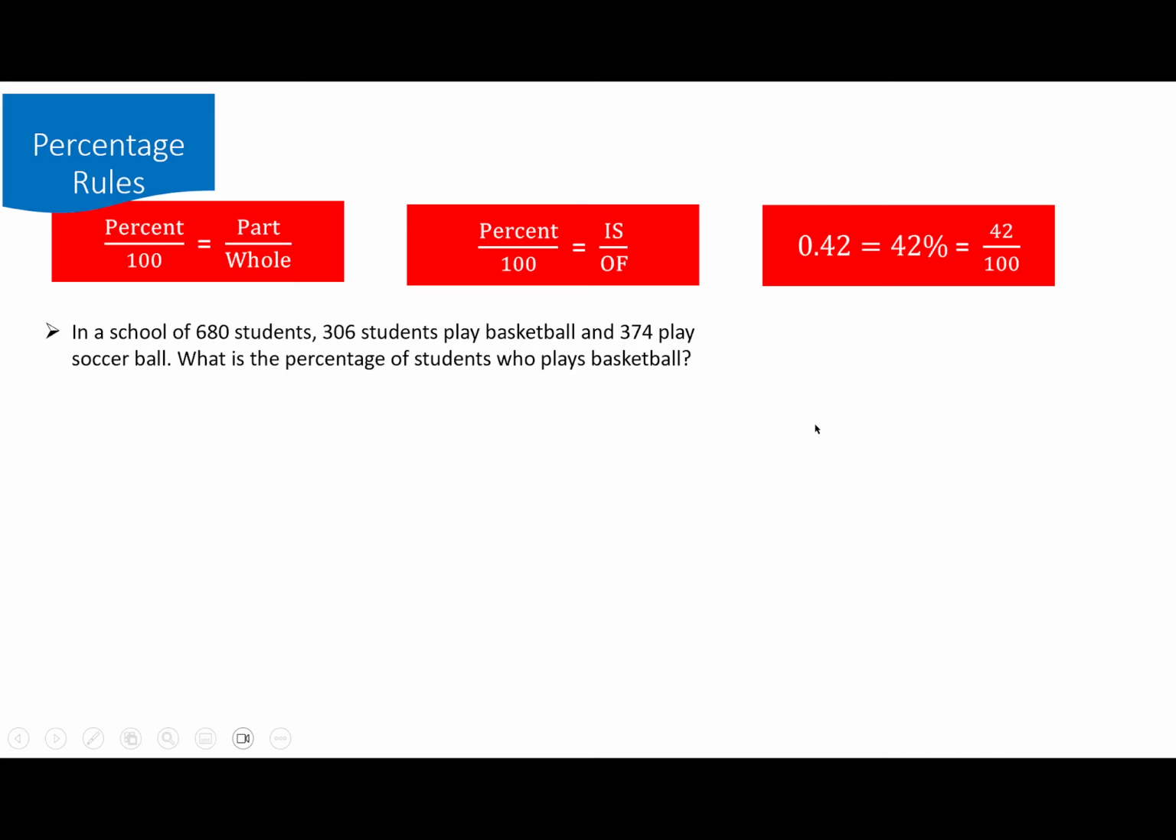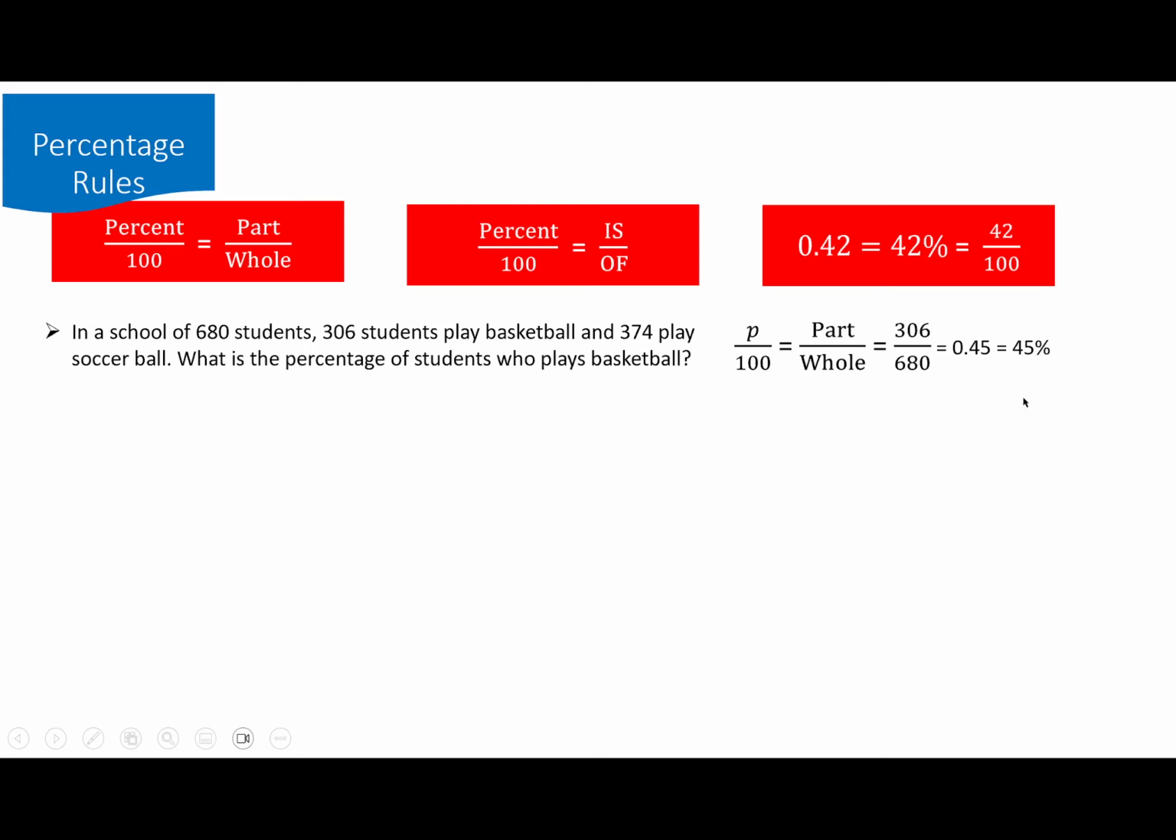So in a school of 680 students, that's the total number of students, the whole, 306 students play basketball and 374 play soccer. What is the percentage of students who play basketball? So P, the percentage, is the question. Part over whole, the part is 306 over 680. So you get 0.45, and the question is what percentage?